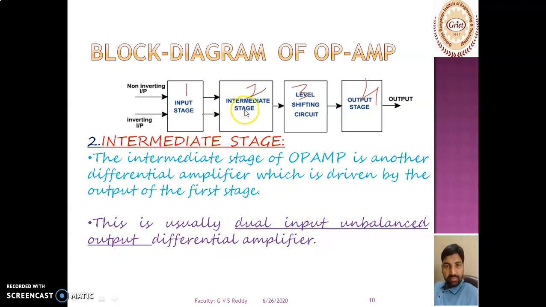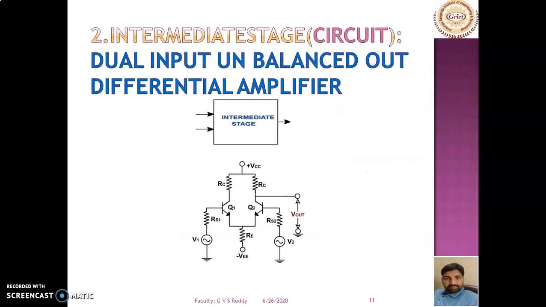These two are cascaded, that is directly coupled. So this is the second block of the operational amplifier, which is known as the intermediate stage. It consists of two inputs, one output. So this is the internal circuit diagram. This is the dual input unbalanced output differential amplifier.